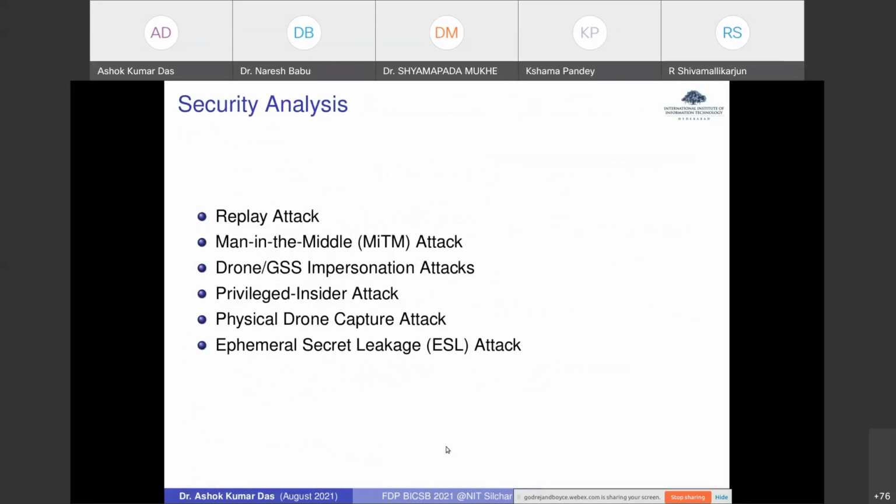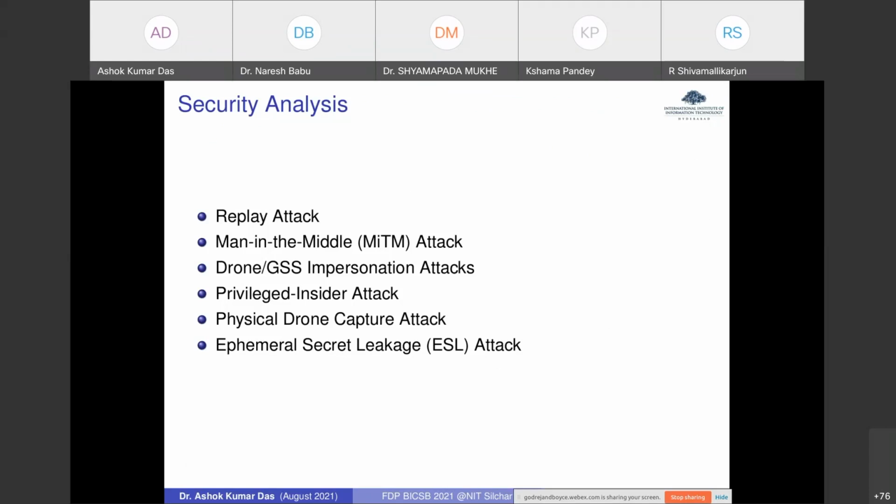With the help of the security analysis, we have shown in the paper, and you can also look at the paper for the detailed analysis, that it is able to resist replay attacks, man-in-the-middle attacks, and impersonation attacks. Impersonation attack resistance means that the protocol is designed in such a way that an attacker, on behalf of either the drone or the GSS, cannot initiate communication with the other party.